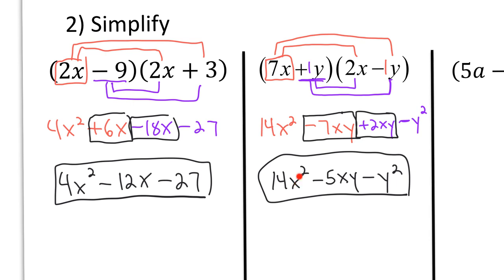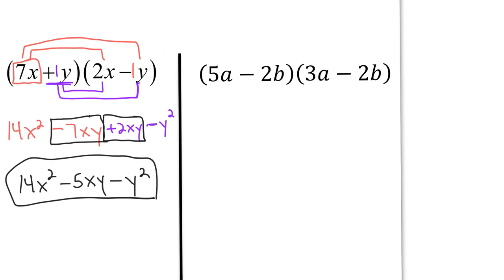Now, if you look at the first term, x squared, and the last term, y squared, those are not like terms because they have different letters. So you do not combine those two terms. So let's try another one where you have different variables and you want to use the distributive property.